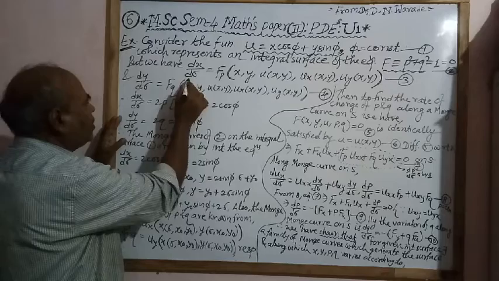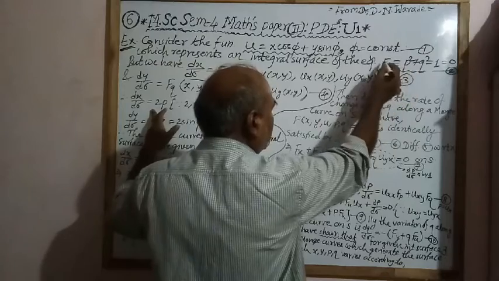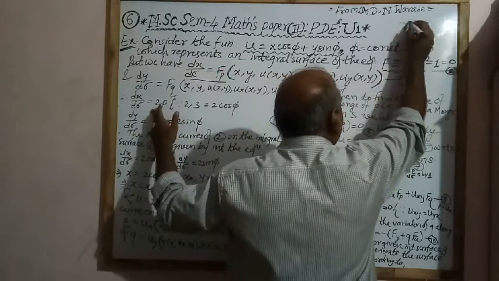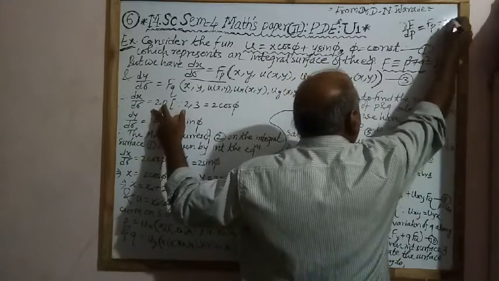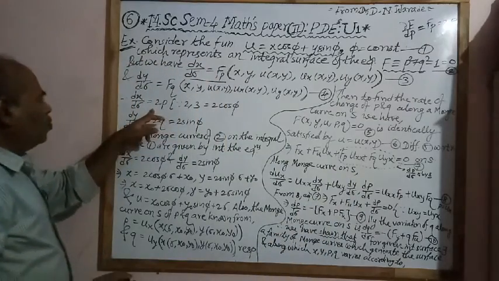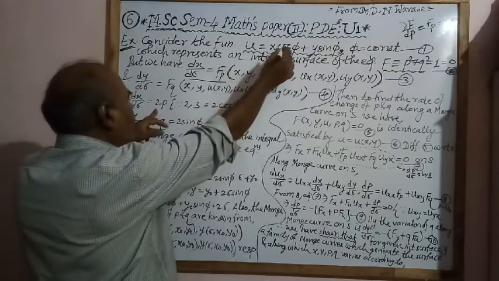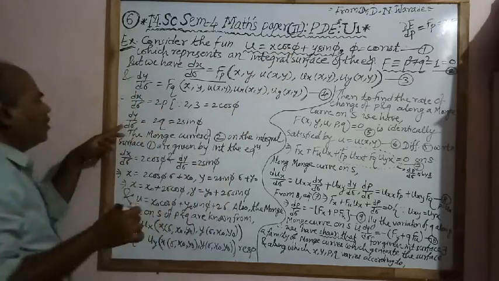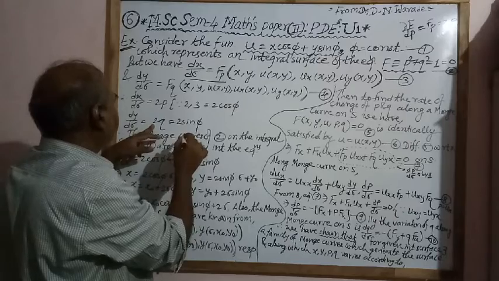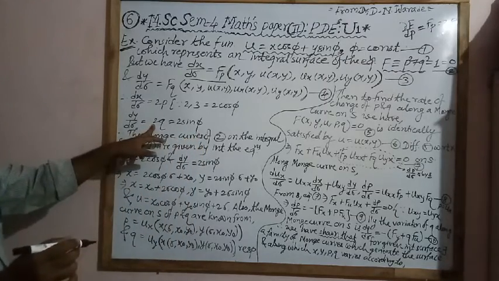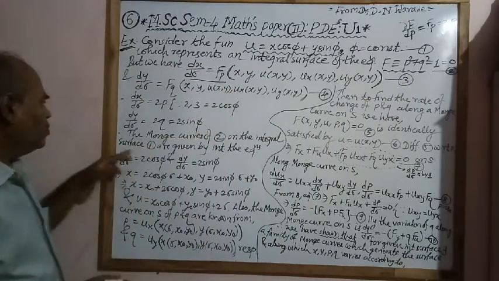Now dx by d sigma, we find the value of this. Dx by d sigma is given by fp, and f is given by equation 1. Derivative of f with respect to p, we have del f by del p, that is fp, and fp is given by twice p from equation 2, and p equal to cos phi, therefore 2 cos phi. Again dy by d sigma equal to twice q. Q means derivative of f with respect to q, therefore we have twice q. Again q equal to sin phi, so 2 sin phi.